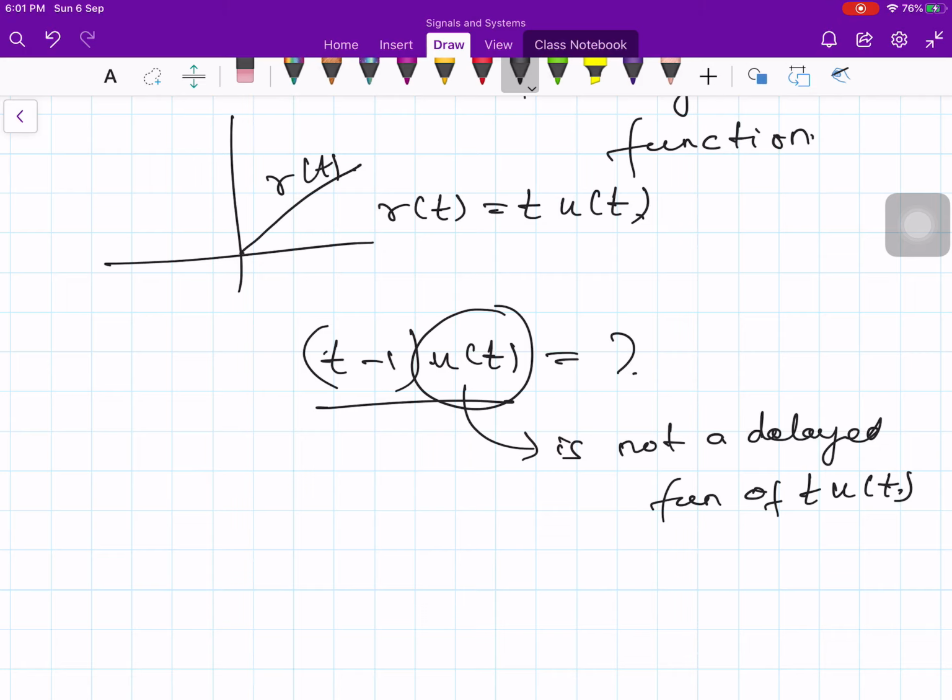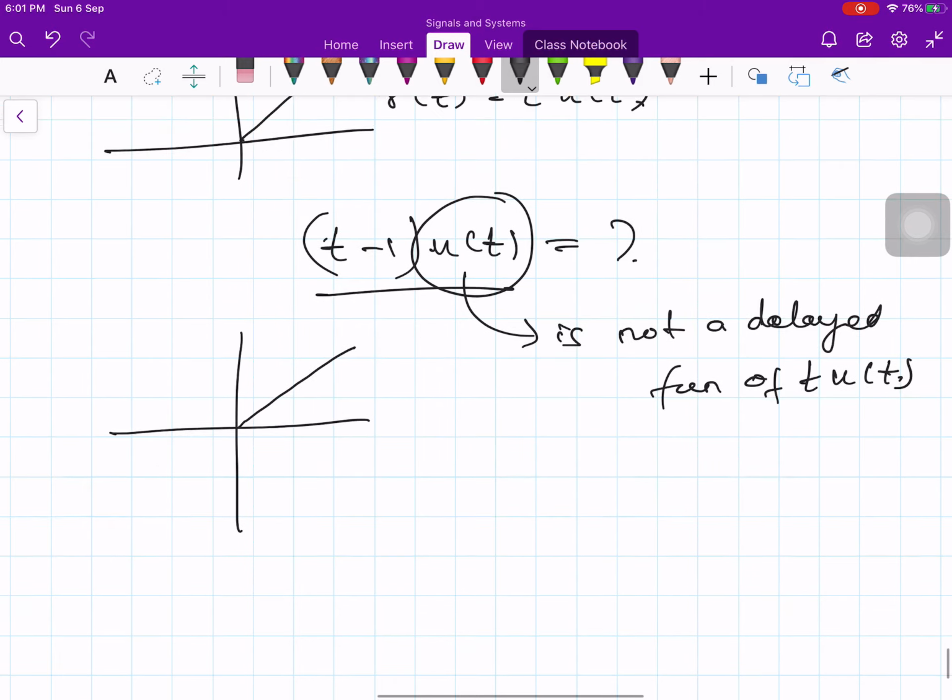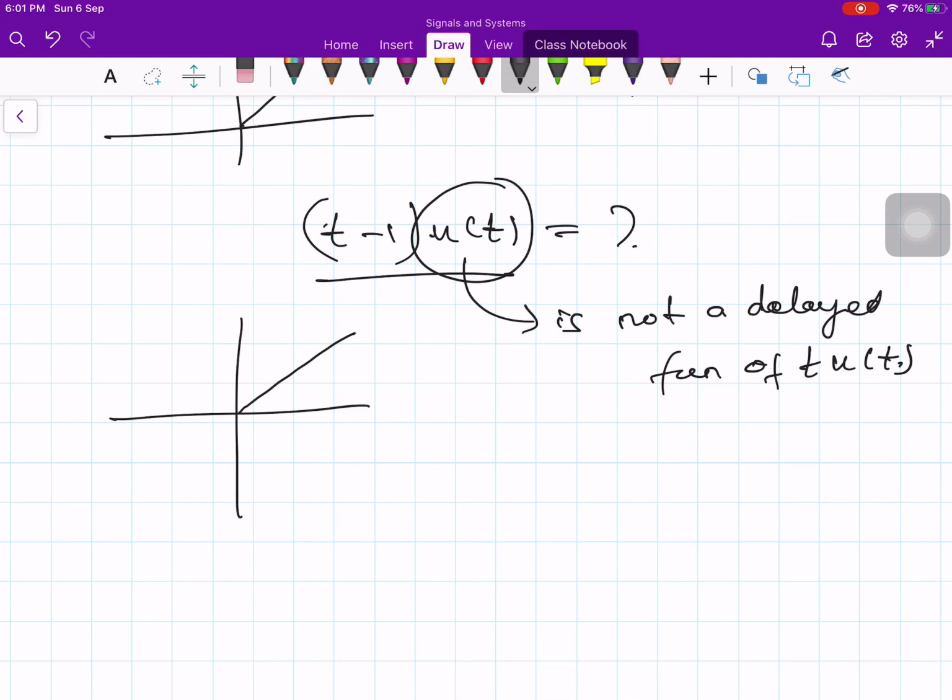Let's say t minus 1, this is a function t, right? Then when t equals 0, it will be sorry, when t equals 1, hold on one second.